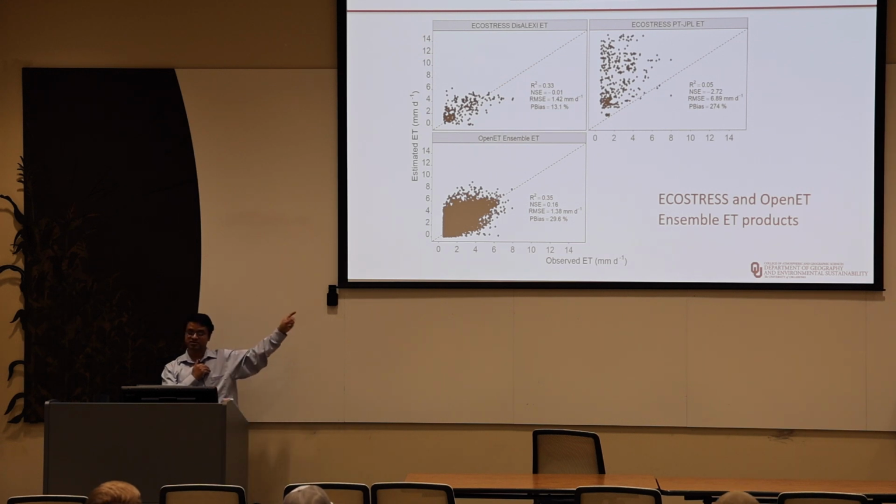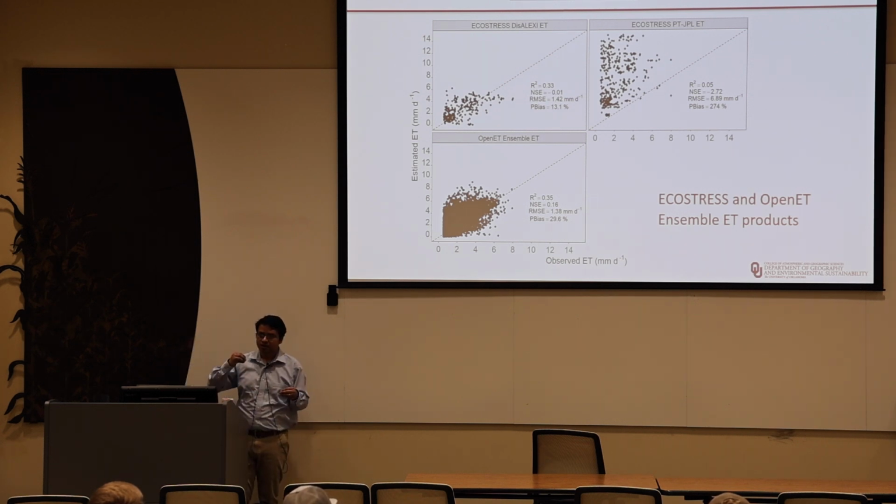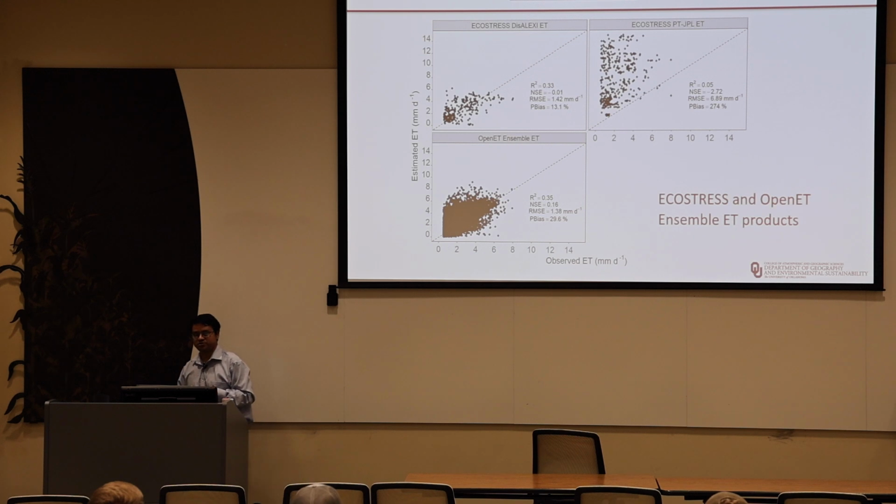So if you look at the errors there, they're actually pretty high. The percent bias in some cases is 274%, 13%, 30%. So that is very high error, right? If the error is that high, then you are not estimating ET effectively, accurately, or reliably. So existing products don't seem to work, even the OpenET product.